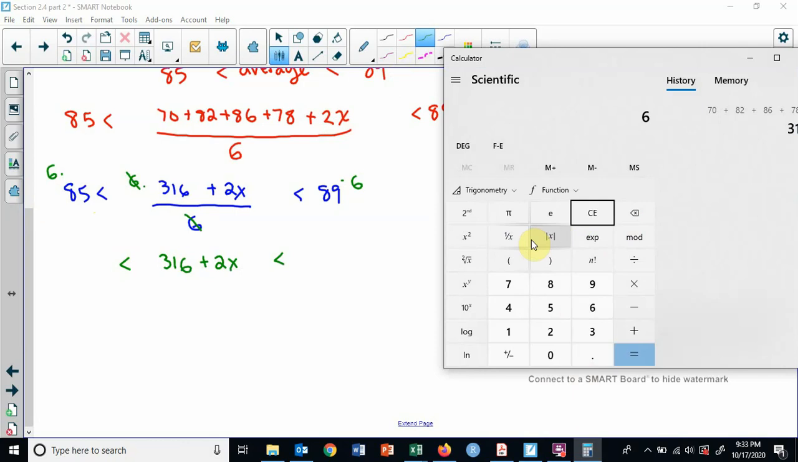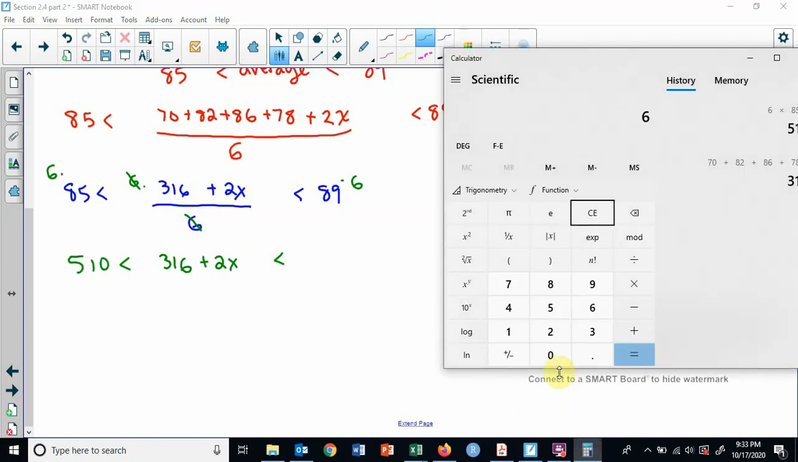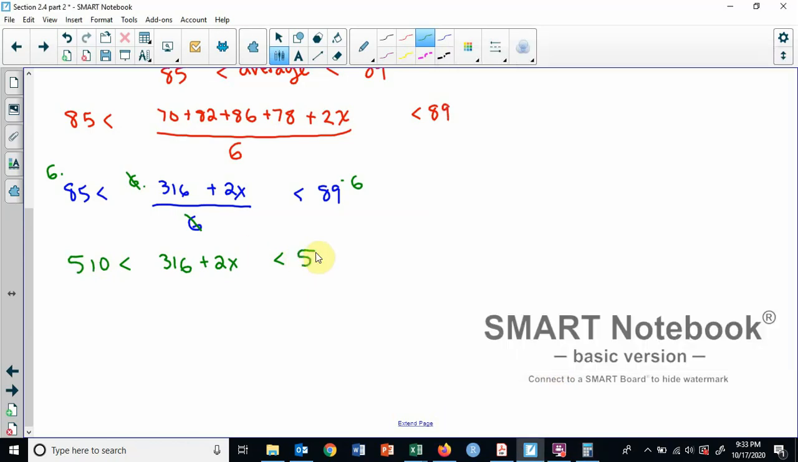So 6 times 85 is 510. And let's do 6 times 89. And I got 534. Whoops, 534. Okay. So once again, you're allowed a calculator. I would suggest using a calculator for larger numbers like this so you don't make a mistake.